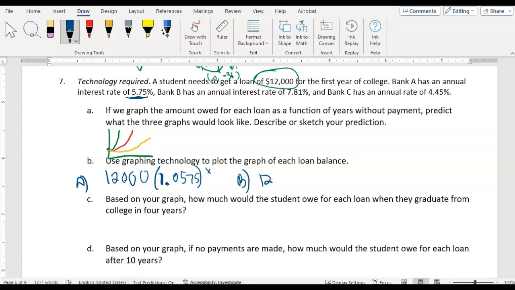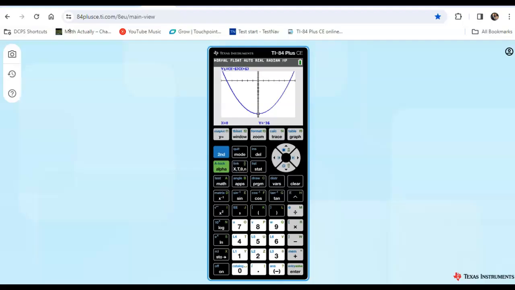So again, they're all starting with 12,000 times 1.0781 to the power of x. And then C, the last one, will be 12,000 times 1.0445 to the power of x. Don't forget that, to the power of x. So now we need to take those and put those in our calculator.